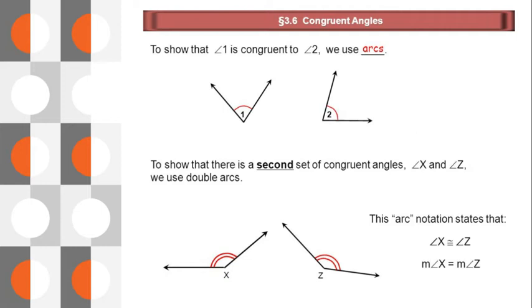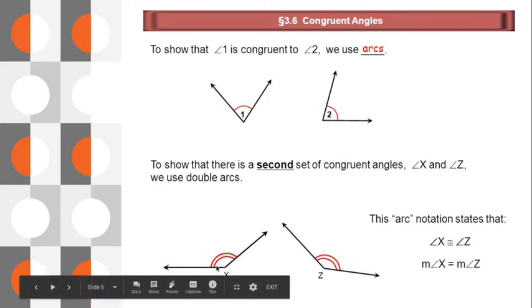Remember yesterday when we talked segments, we used tick marks to show that segments were congruent. To show that angles are congruent, we use an equivalent amount of arcs. So in our case here, angle 1 is congruent to angle 2. So we put an equal number of arcs in those to indicate that they're congruent. Here, angle X is congruent to angle Z, so we use 2 arcs to indicate they're congruent. This arc notation states that angle X is congruent to angle Z, which means that the measure of angle X equals the measure of angle Z.